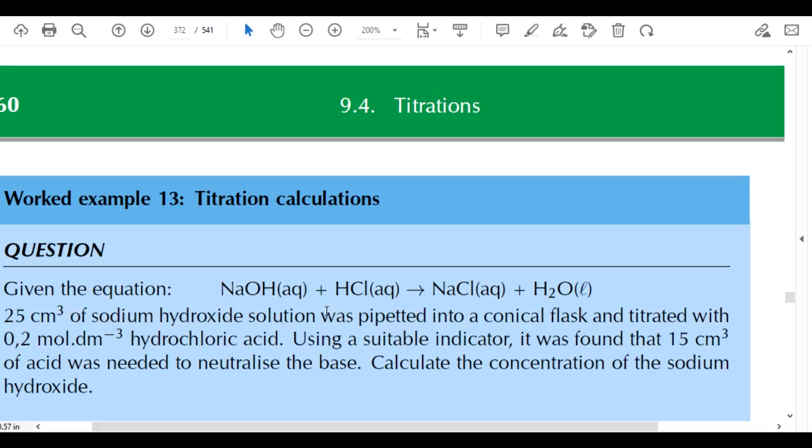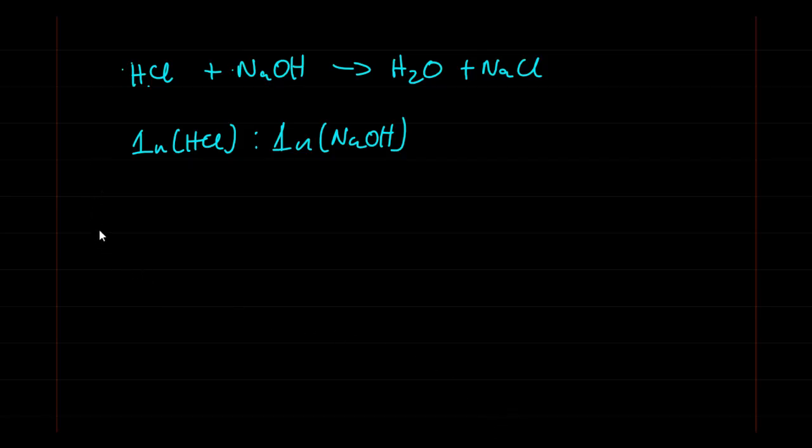25 cubic centimeters of sodium hydroxide solution was pipetted into a conical flask and titrated with 0.2 mole per dm cubed of hydrochloric acid. Okay, so what are we given? We are given 25 cubic centimeters of sodium hydroxide. So they've given us the volume of sodium hydroxide. Let's write it here. We are given 25 cubic centimeters, the volume of sodium hydroxide.